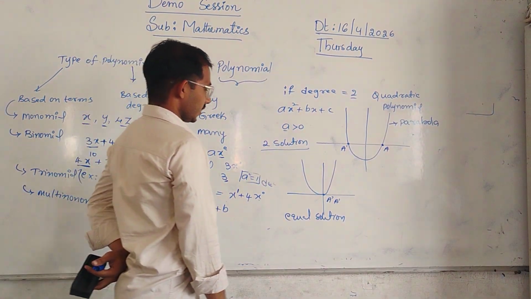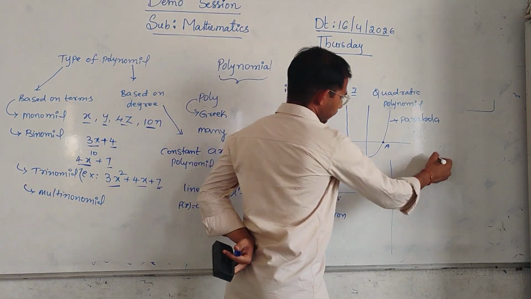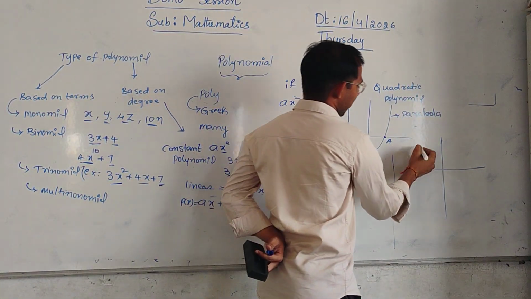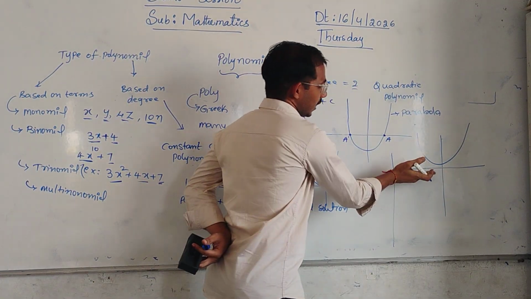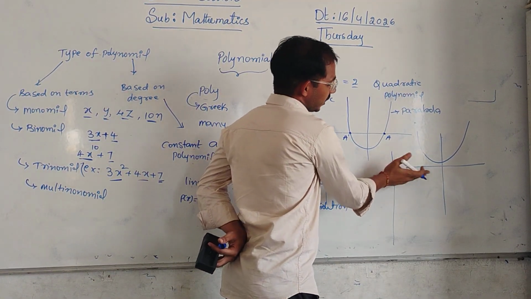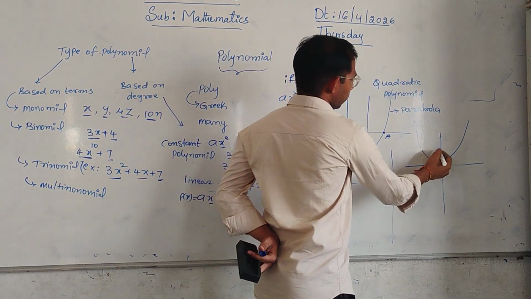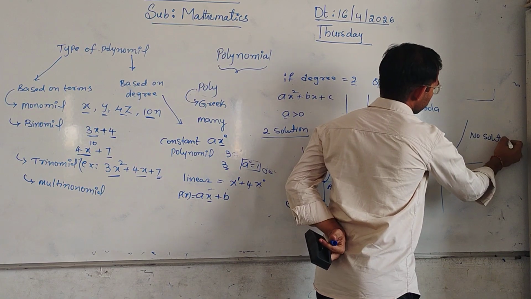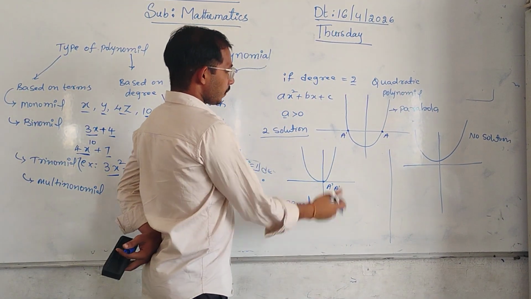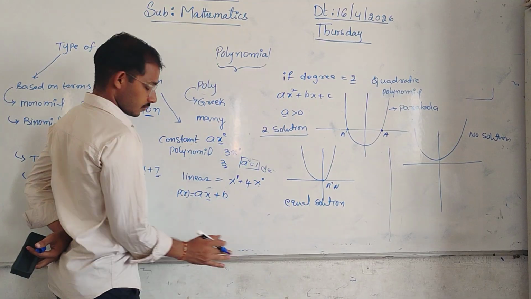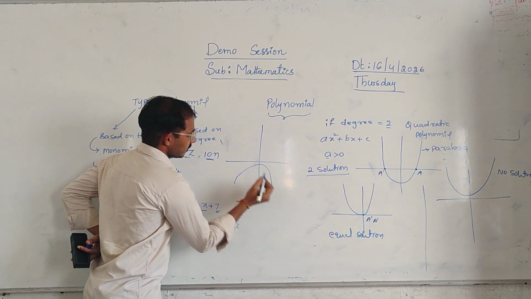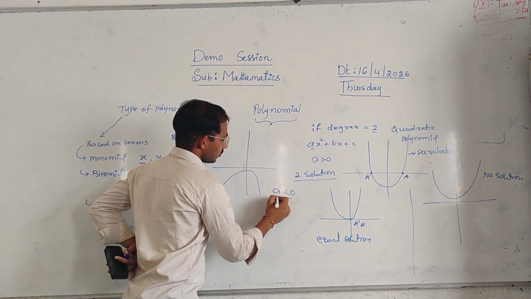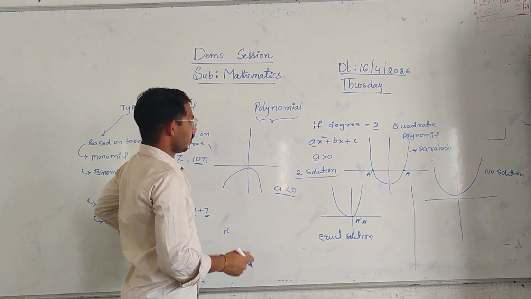Next, in the third case, the parabola won't touch the x-axis. Either it will be above the x-axis or below the x-axis. So for this case, there are no solutions. If the parabola is facing downward, then the condition is a is less than 0.